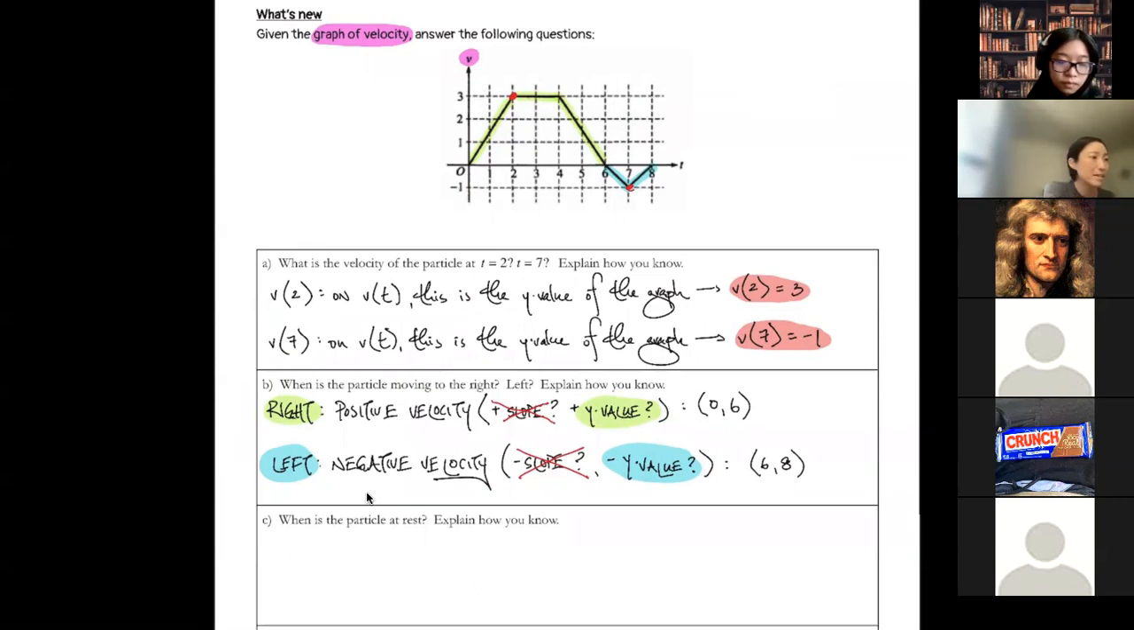So type some ideas into the chat. What do you think about that one? Oh, right. Yeah, I like this.